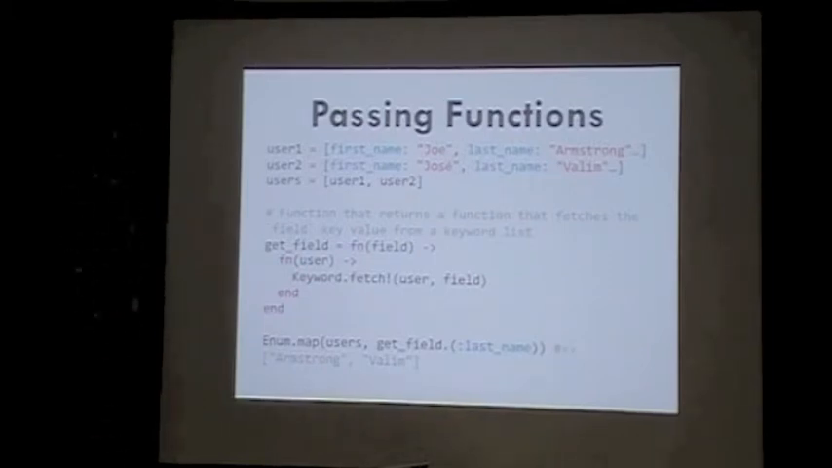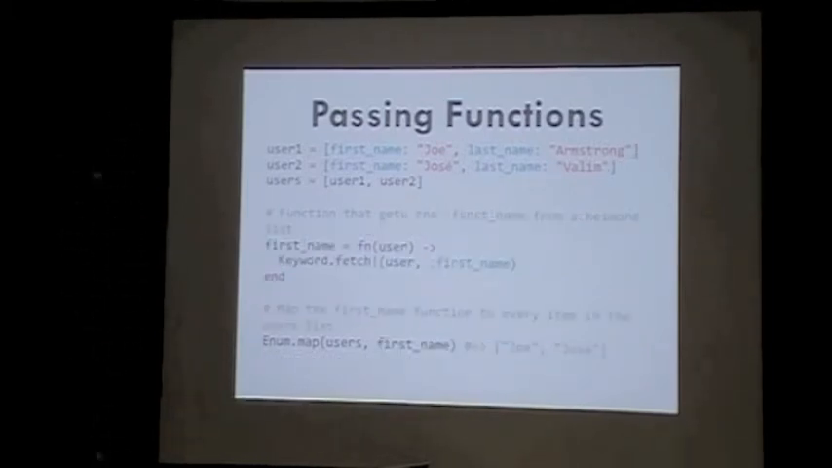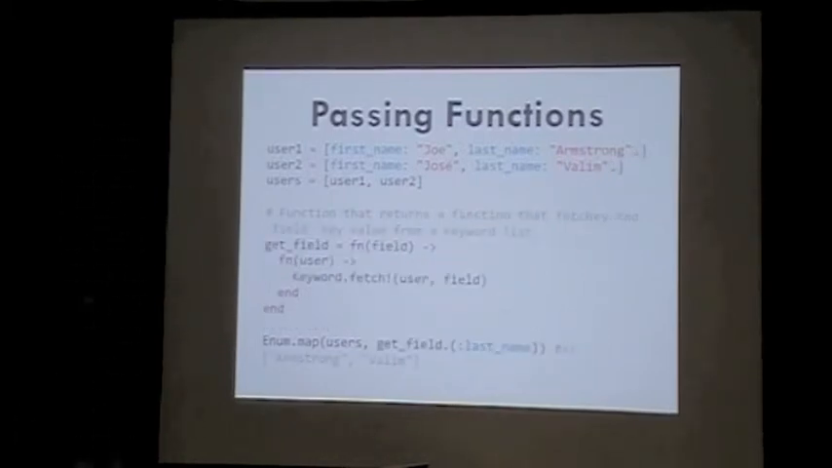Here's a similar example, but this time, maybe like this example, we've hard-coded first name. Well, maybe we want to be able to define functions that get the value of any field defined in this data up here. So maybe we want to define a function that actually produces a function that searches for a field in a user's data.